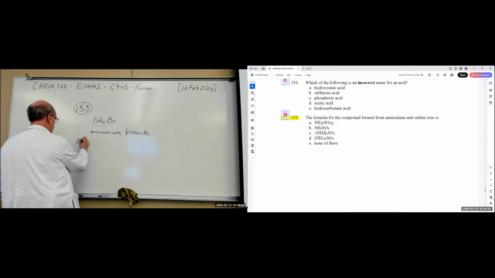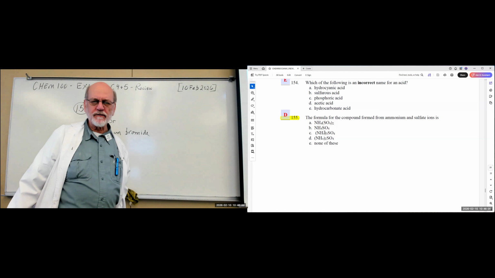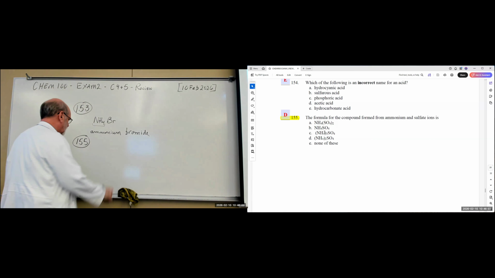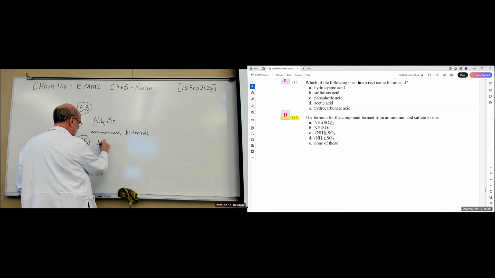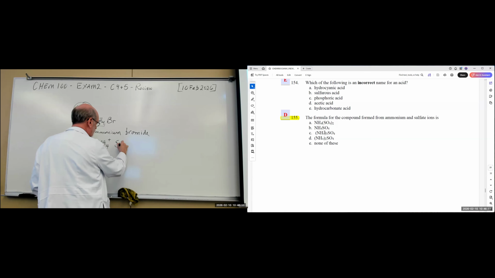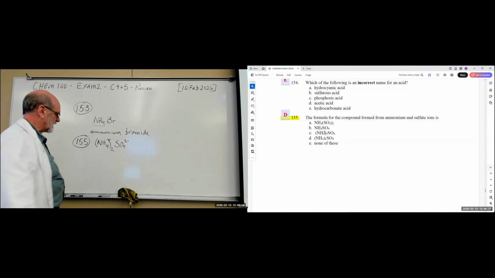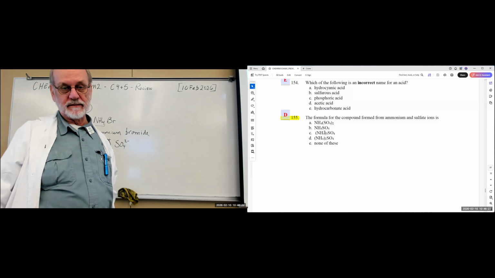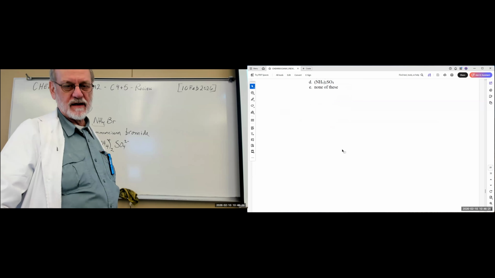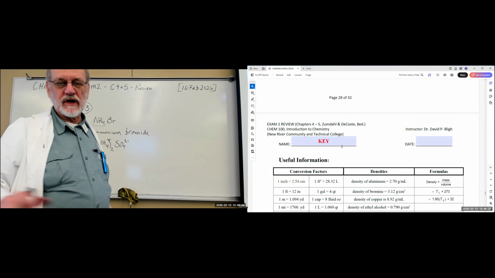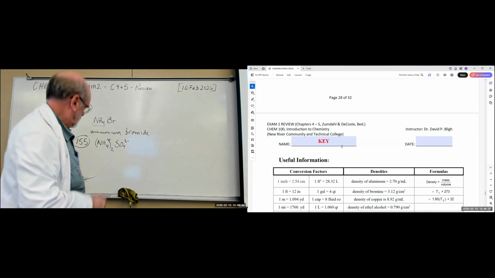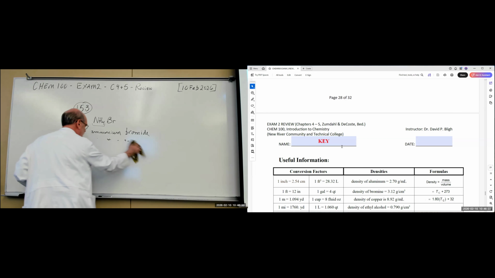155. The formula for the compound formed from ammonium and sulfate. Right, so we say ammonium has a +1 charge. Sulfate is also a polyatomic with a 2- charge. So we need 2 of those positives to balance that one. (NH4)2SO4. That's D. And we're done.